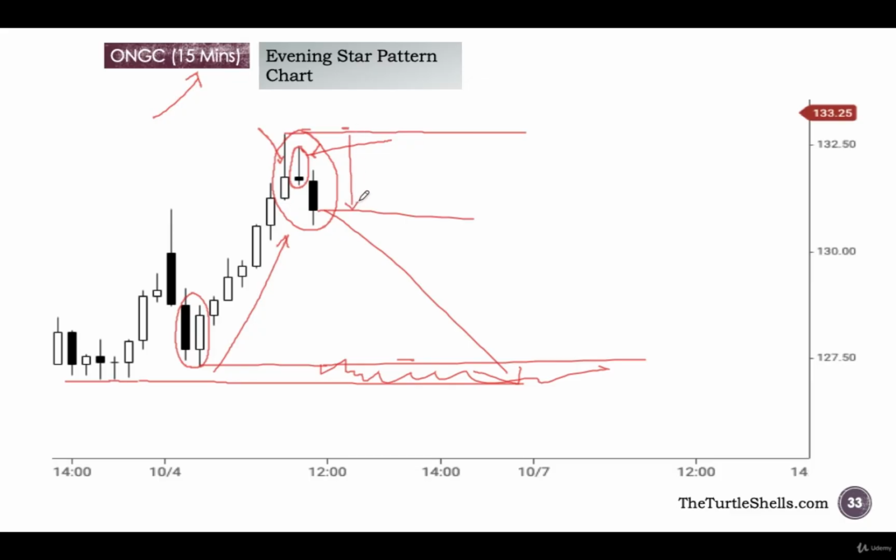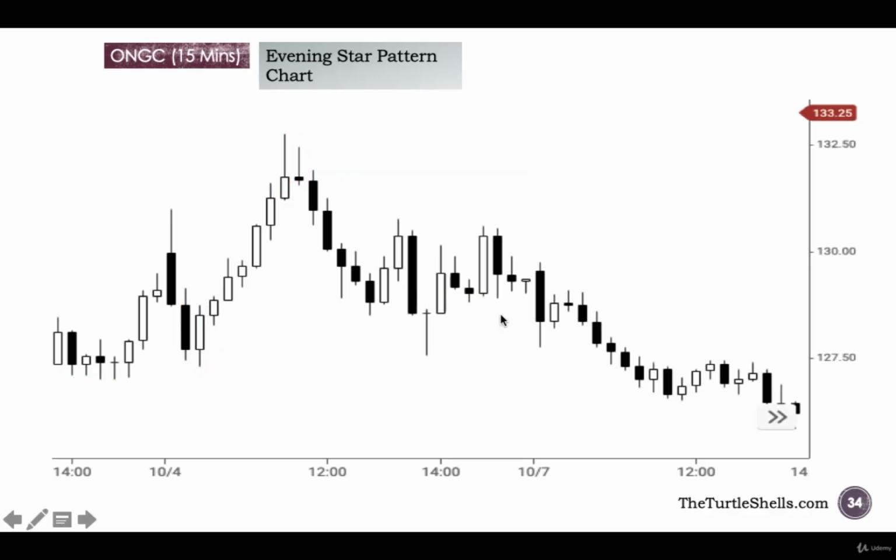So I think it's 2:1. No, I don't think it's 2:1. It's a little bit less than 2:1. So I wouldn't take this trade, if I need at least 2:1. Probably I'll have to do an exact measurement to see whether it comes as 2:1. But in this case, see, the target has been achieved on this candle.